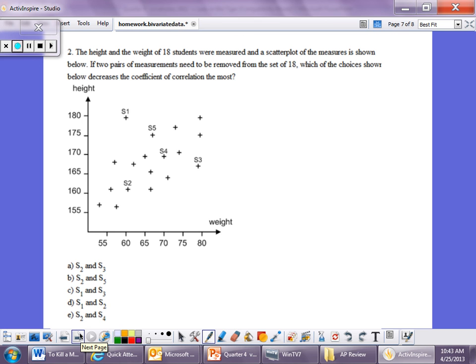Number 2, my helpful hint here was to draw a line through the data. Give yourself an approximate value. We want to know which points would decrease the coefficient of correlation. That means which ones would weaken our linearity. So we want to get rid of the 2 points closest to our line. That would have been 2 and 4. Are 2 and 4 an option? Yes, letter E.